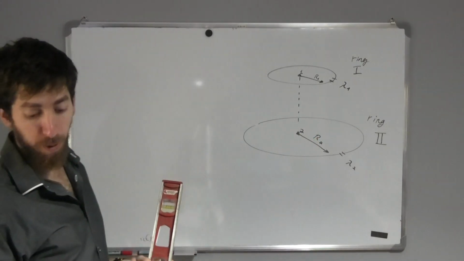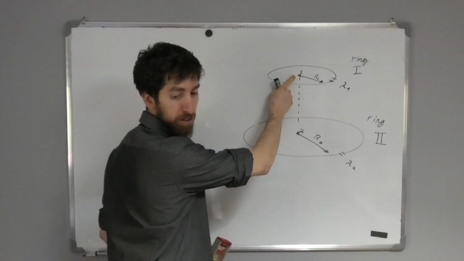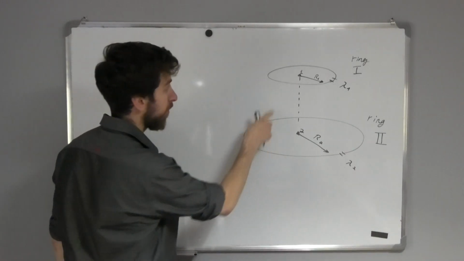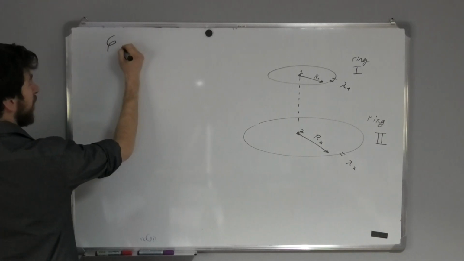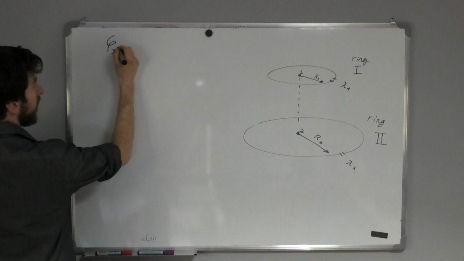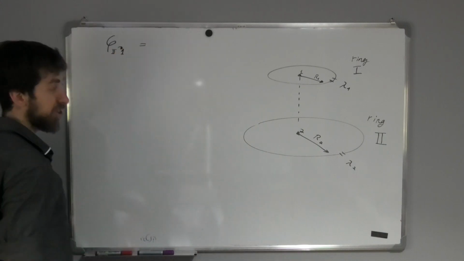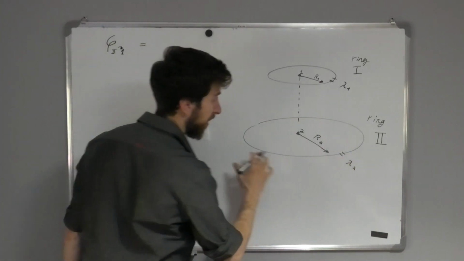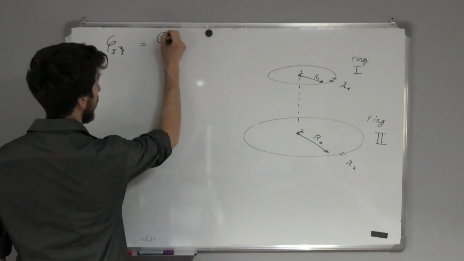And the question is, what is the potential at location 1 due to ring 2? What I mean is, what is the potential phi at point 1 due to ring 2? That's the question. So we know from the lecture what the equation for potential due to a ring is, right? What was the equation? It was the charge, right?